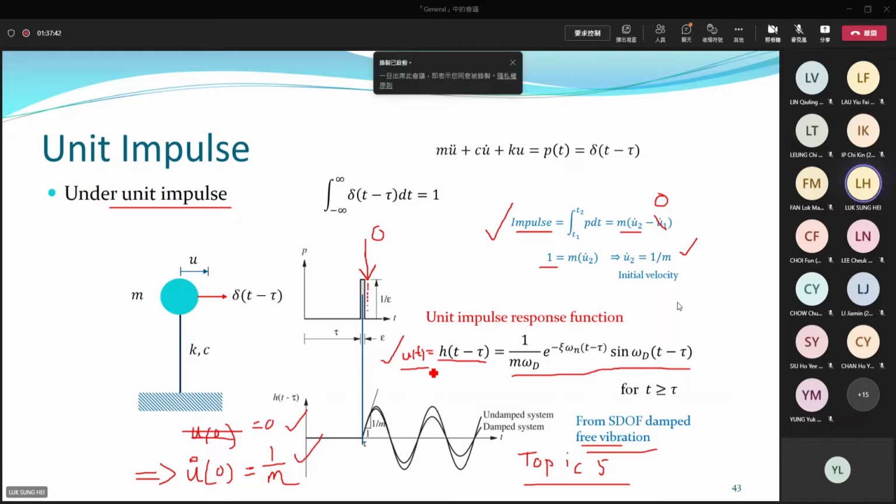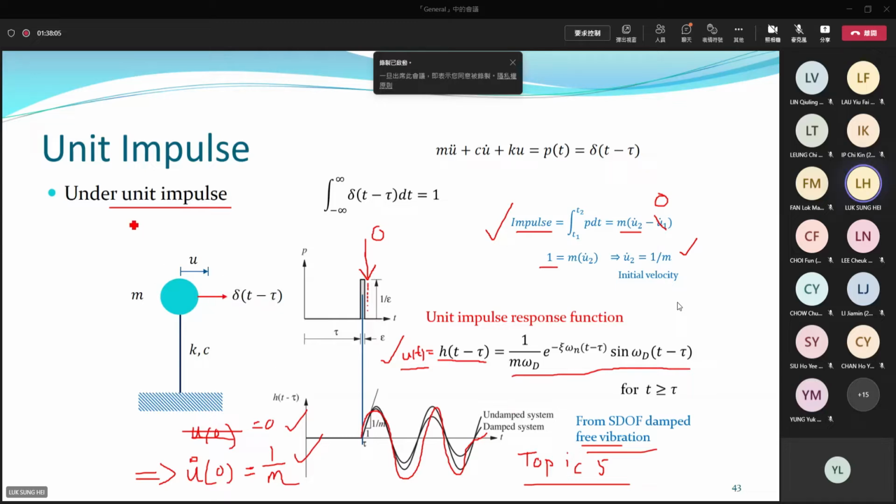And you can see that when a structure is under a unit impulse force, it will oscillate up and down, back and forth, and then depends on the system. If you have damping, then the displacement will decrease as time goes on. If you consider an undamped system, then it will keep oscillating forever. Okay?